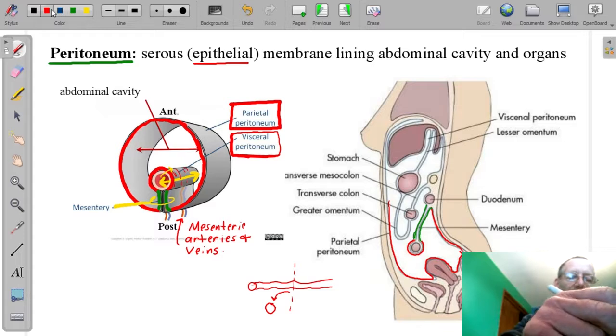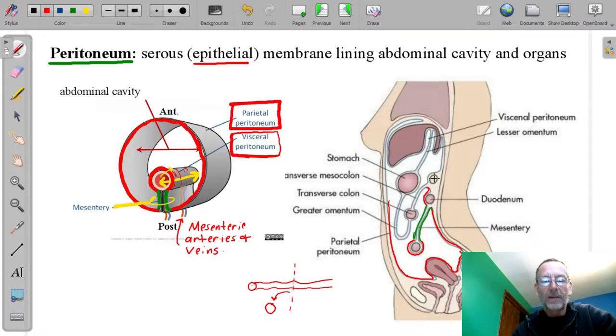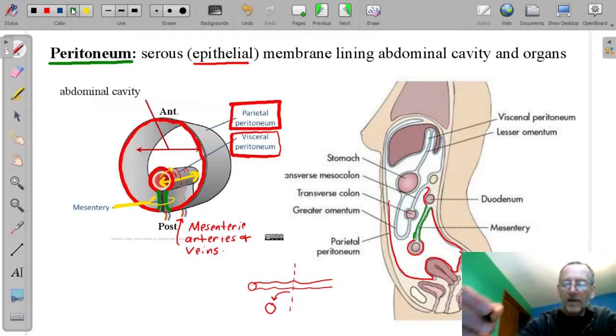And then we're back to the peritoneum. You hopefully get the idea. Don't want to belabor this all afternoon. So that's the peritoneum, a serous epithelial membrane lining the abdominal cavity and the organs. It's on the outside of the stomach. Sometimes they go by different names, but it's still the same idea. On the outer surface of the stomach.